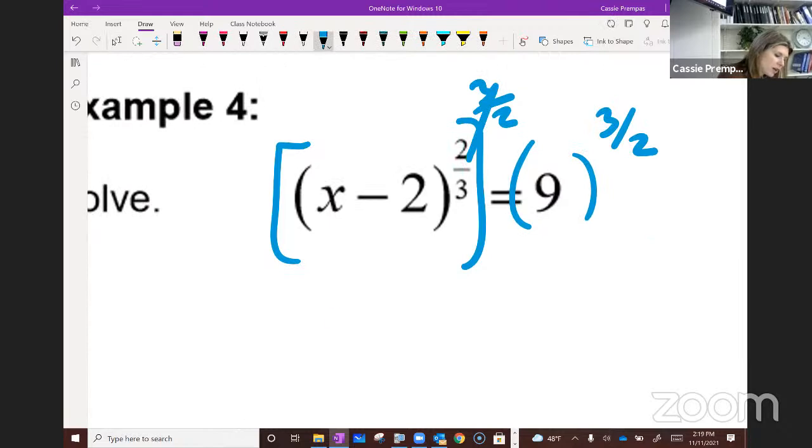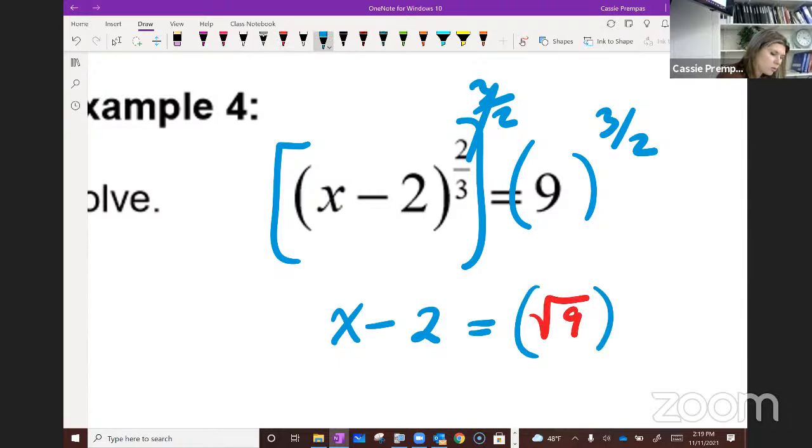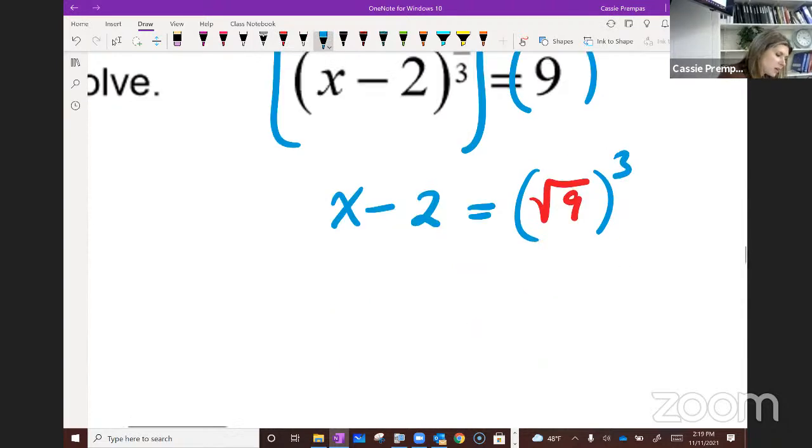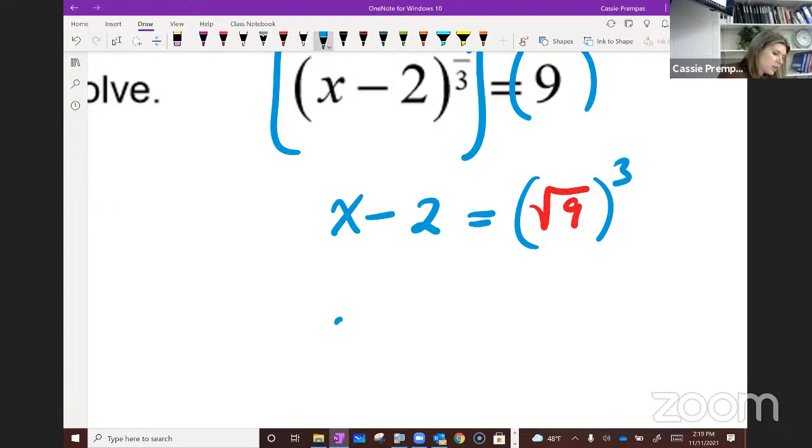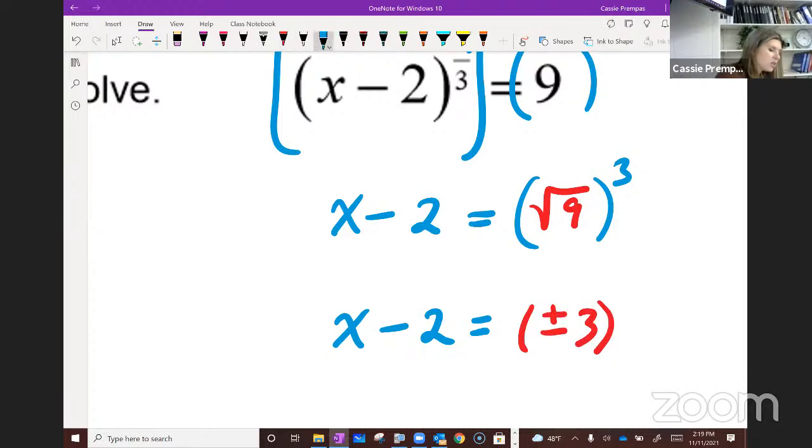Those cancel, and I have x minus 2 is equal to, which one's going to be the index, 2 or 3? 2. So I'm going to take the square root of 9 and then cube it. What do I have to keep in mind when taking the square root in an equation? Plus or minus. Actually, no, because it's an odd exponent, you have 2 answers, exactly right. Because a positive number cubed will create a positive, and a negative number cubed will create a negative.